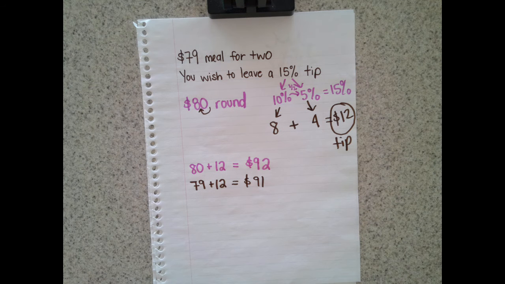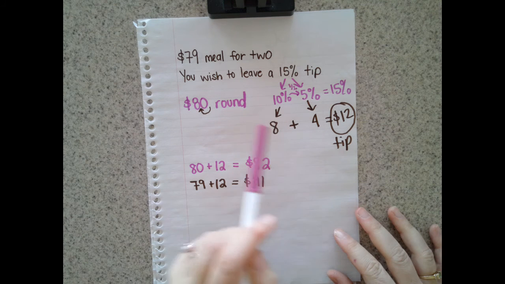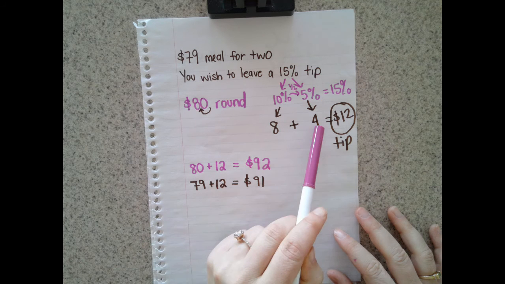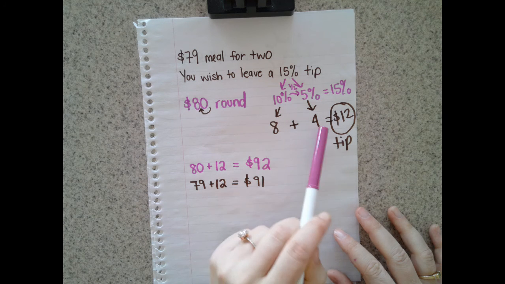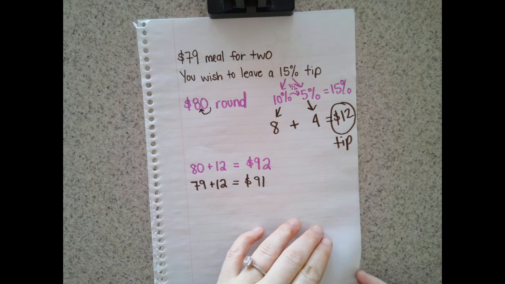Okay. So anytime you're at a restaurant and you want to leave a 15% tip, use the 10% rule, move that decimal in once, then cut whatever you get in half for 5%, add those two together, and that tells you what would be an appropriate tip to leave.